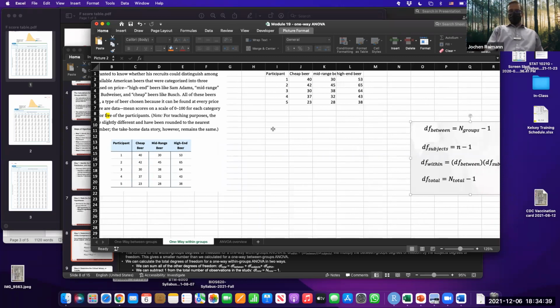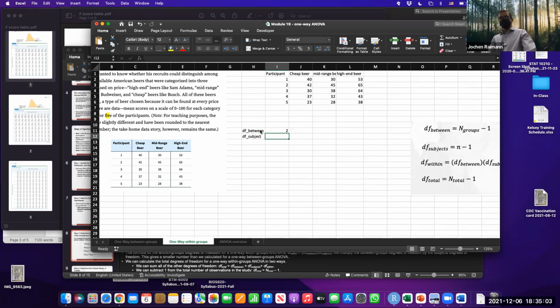We are now essentially looking at degree of freedom between, which is the number of groups minus 1, which is 2, right? So we have 3 groups minus 1 gives us the degree of freedom of the groups. It's 2. Now we have the DF subject. This is the number of participants minus 1. With 5 recruits drinking 3 beers, 5 minus 1 is 4.